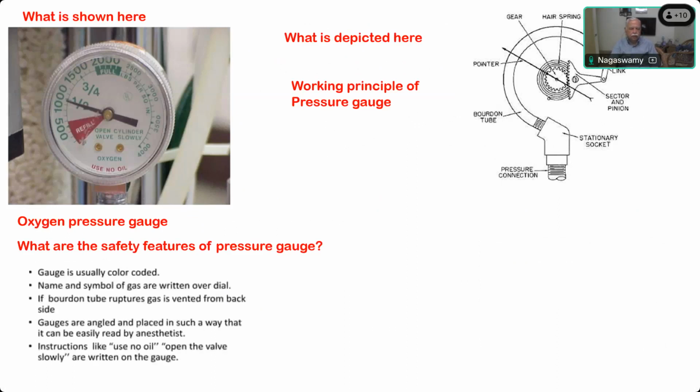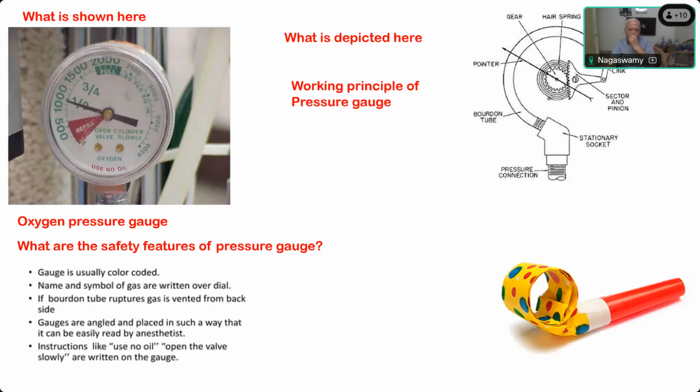The answer is it is usually color coded. The name and symbol of the gas is written. If the Bourdon tube ruptures, gas is vented only from the back side of the gauge. It will not come in the front. And gauges are angled and placed in such a way that they can be easily read. And there is an instruction: use no oil. You can find there is a warning, use no oil, or to open the valve slowly, written on some of the gauges. So open the cylinder slowly. It's also written here. Use no oil. The name of the gas is written, and the marking shows that the volume of the gas is reducing with the reducing pressure. It gives you a warning: refill or replace. So all these things are safety features of the pressure gauge.